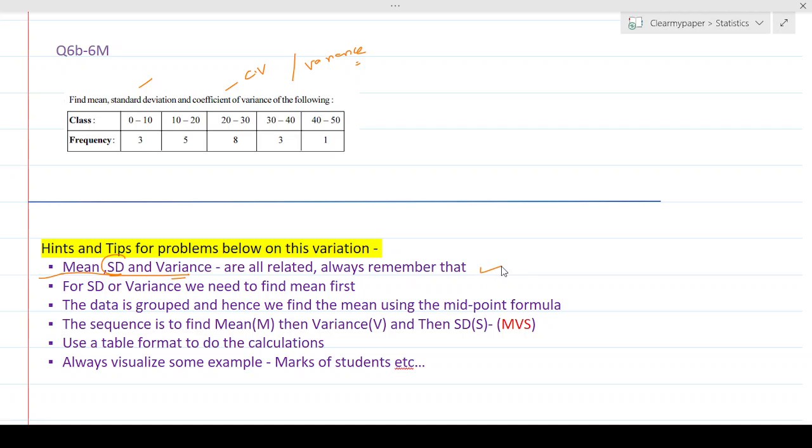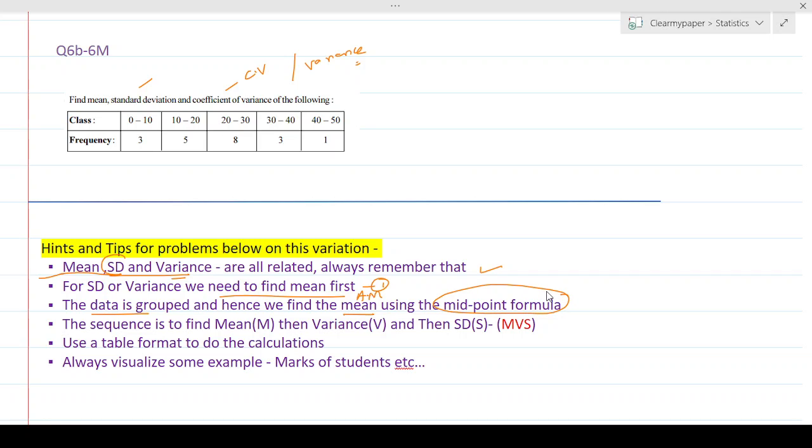Always remember that. So what does it imply? We need to calculate the mean always. That's the first step. And whenever the data is grouped, we need to find the arithmetic mean, the average, using the midpoint formula. That should be another point to remember.